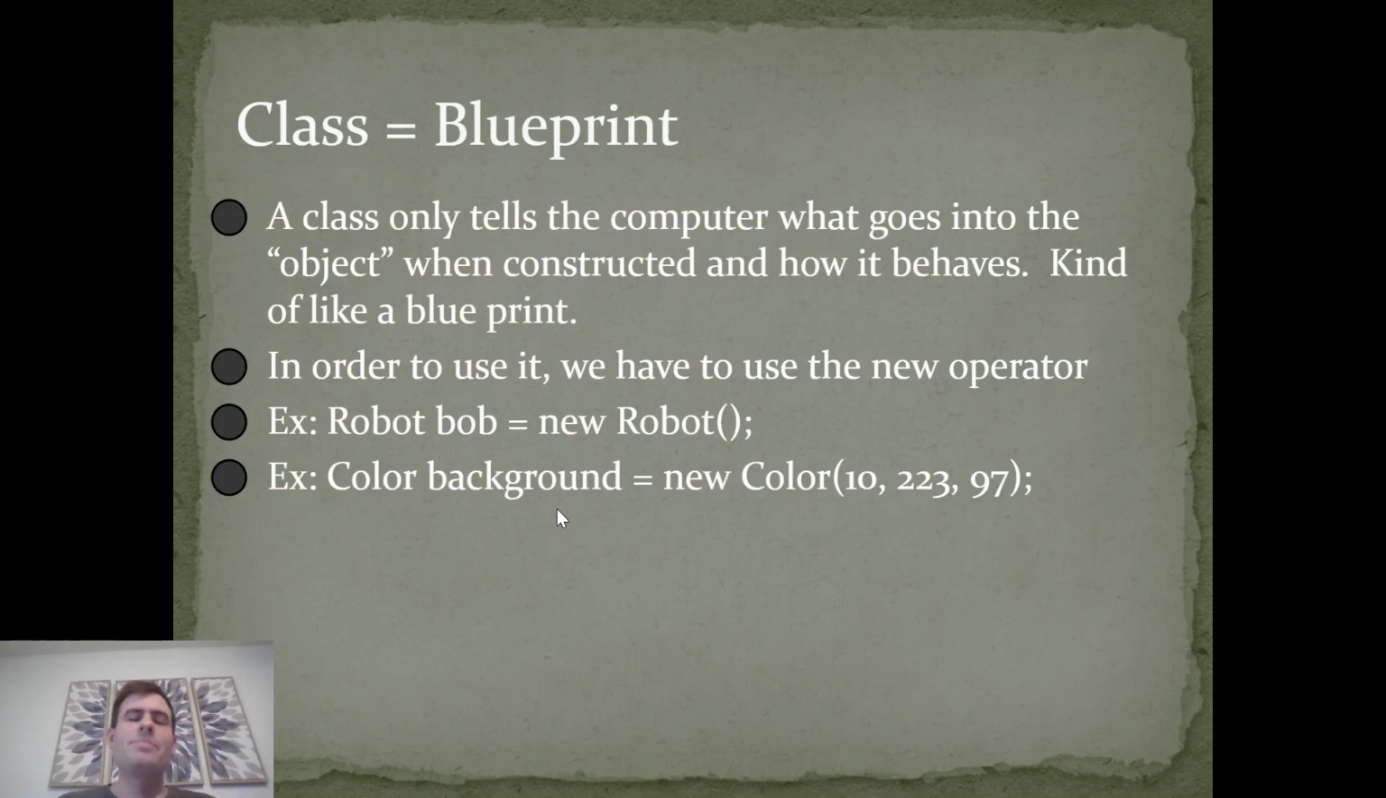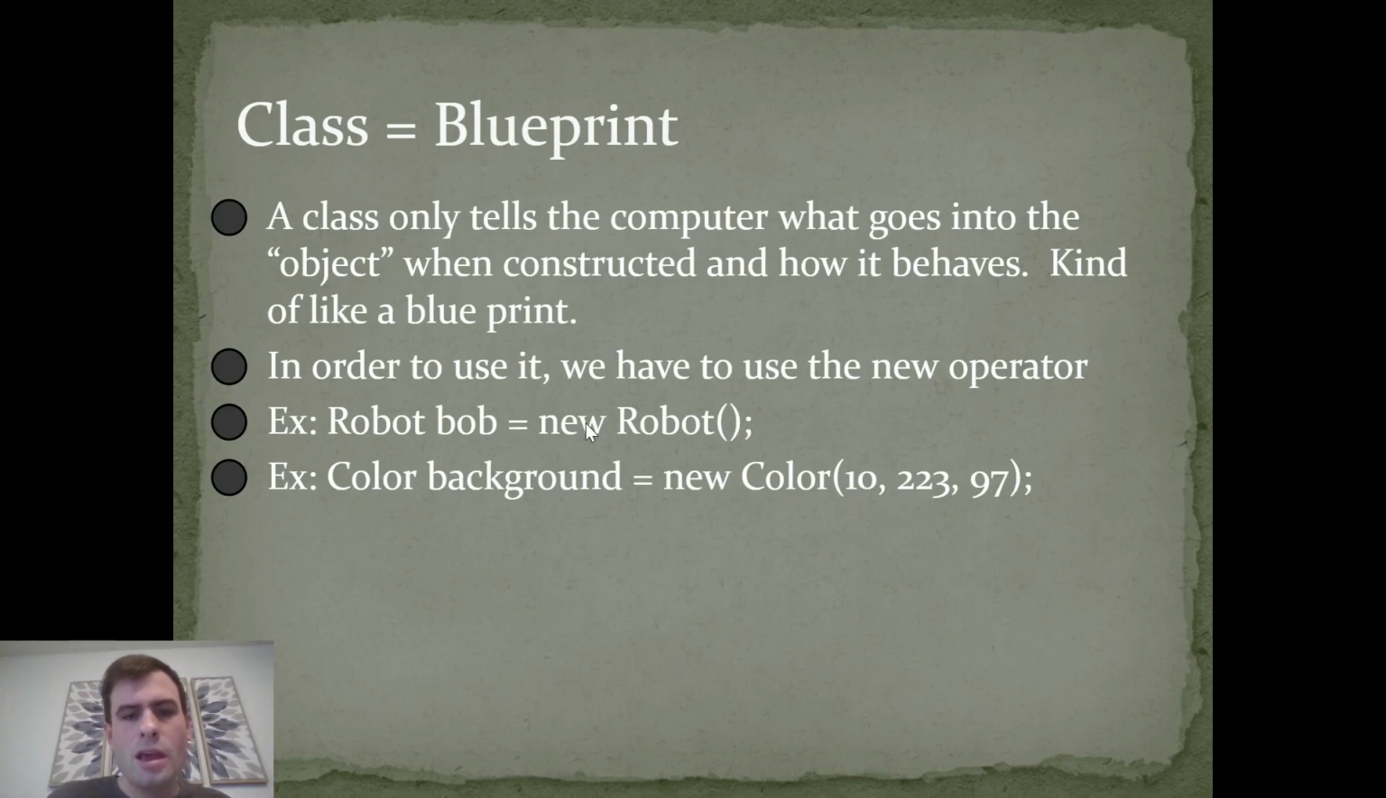And we have this idea of the class being a blueprint again, where we have a class that only tells the computer what goes into the object when constructed and how it behaves. It's like a blueprint. So like all houses have doors and windows, just where do they go and how big are they and what shape are they? Those things can change. In order to use it, we have to use the new operator.